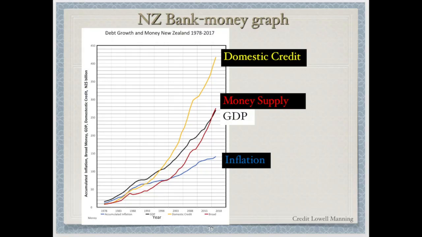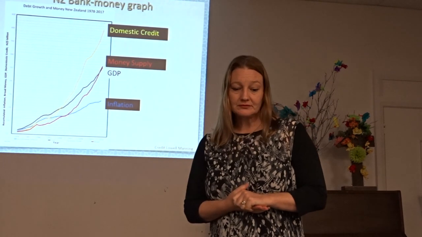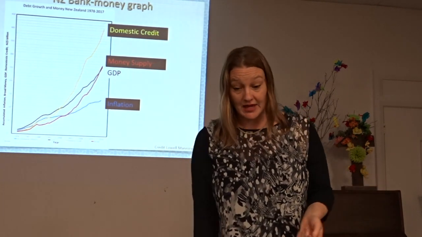So what I want you to take from this is that the yellow line is domestic credit, so that includes private debt and public debt. And notice how fast it's going up, and notice that it's way bigger than the red line, which is our money supply. And it's always bigger than our money supply. And if we used all our money to pay back that debt, there wouldn't be enough, because we owe more than the money we've got in the entire economy. So that's what I want you to take from that. So that's how the money system works at the moment.